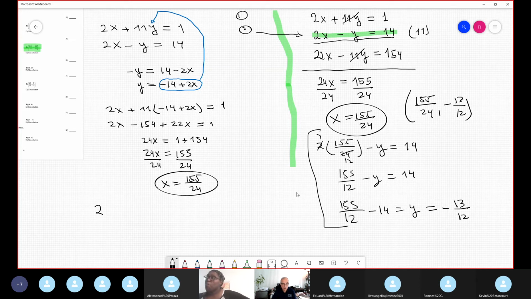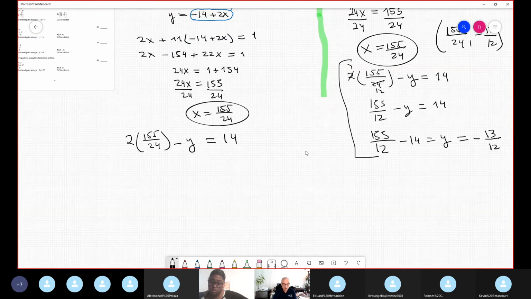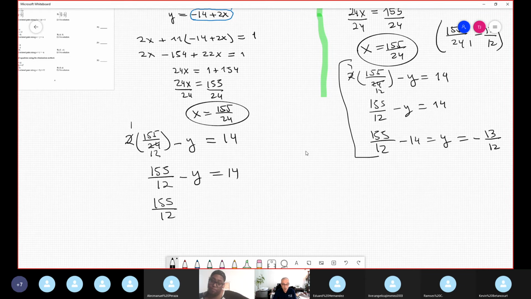And equation 2 says 2 times 155 over 24 minus y equal 14. Now multiplication is easier because you multiply 2 times 155 divided by 24. Oh, much better, reduce. Divided by 2, 1, divided by 2 is 12. So actually, we have 155 over 12 minus y equal 14. Okay, good. So 155 over 12 minus 14 equal y. The thing I did was, I moved 14 to the left, like a minus 14, and I moved the y, which is negative, to the right.